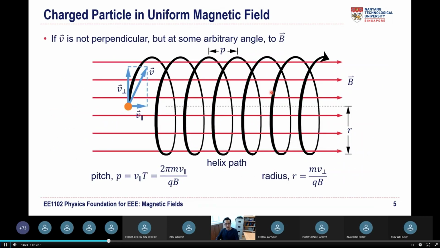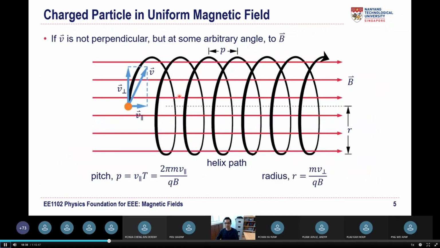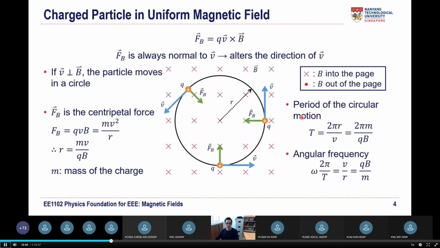So this was the case when the velocity is perpendicular to B. But of course, generally speaking, the v is not going to be perpendicular. It can be at some angle. In that case, you can divide your v into two components. One is the component that is perpendicular to B, which is going to give us the circular motion, just like here.